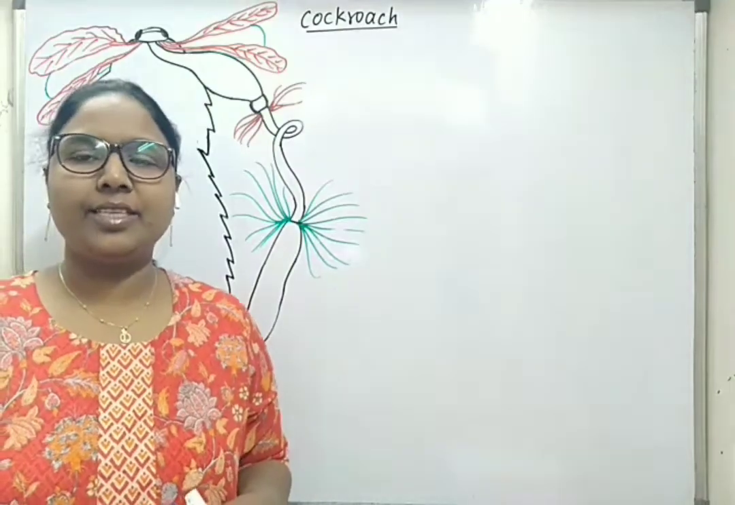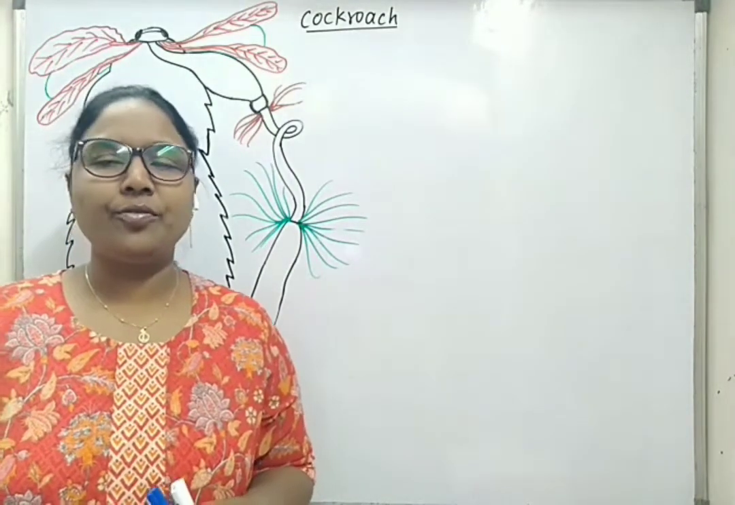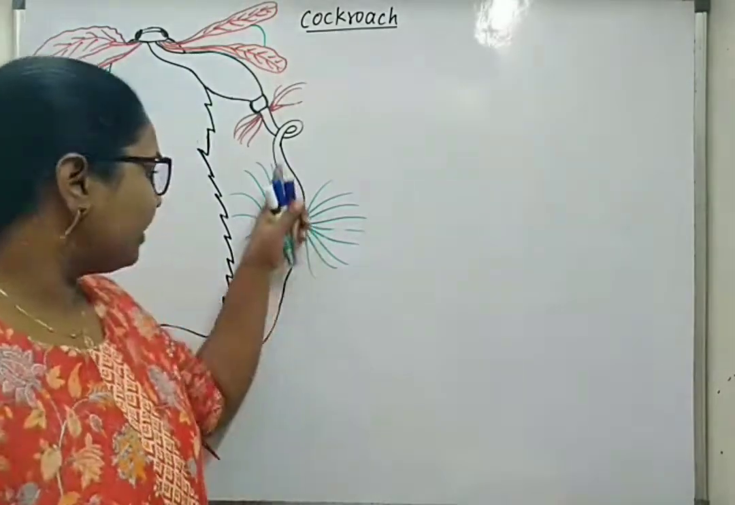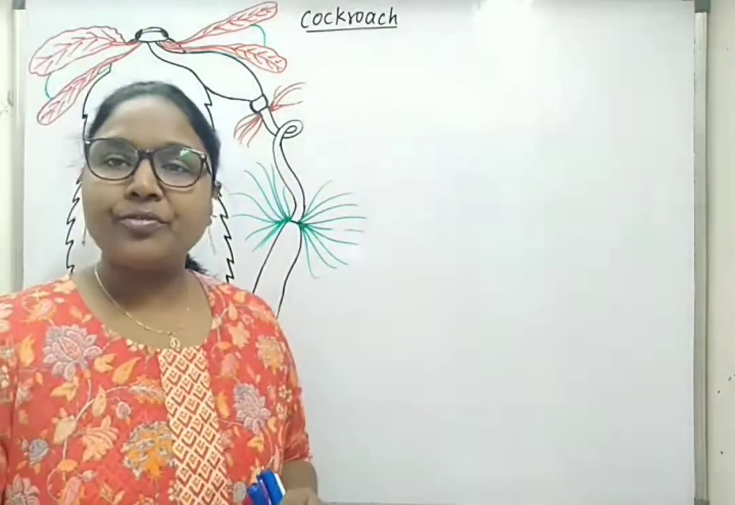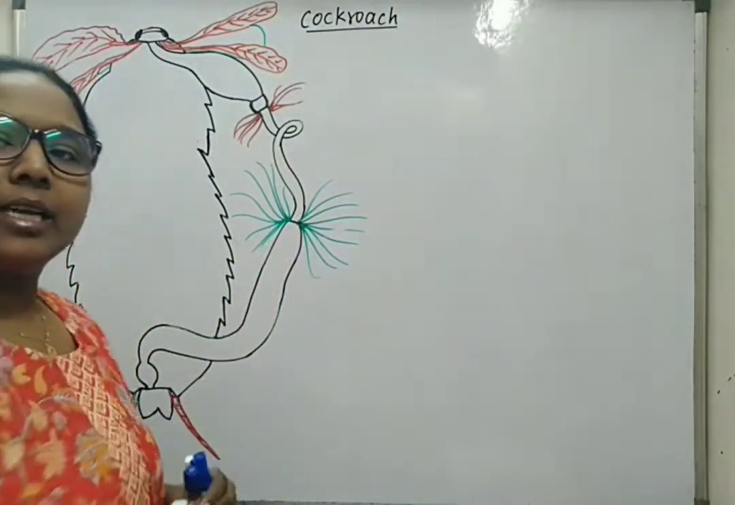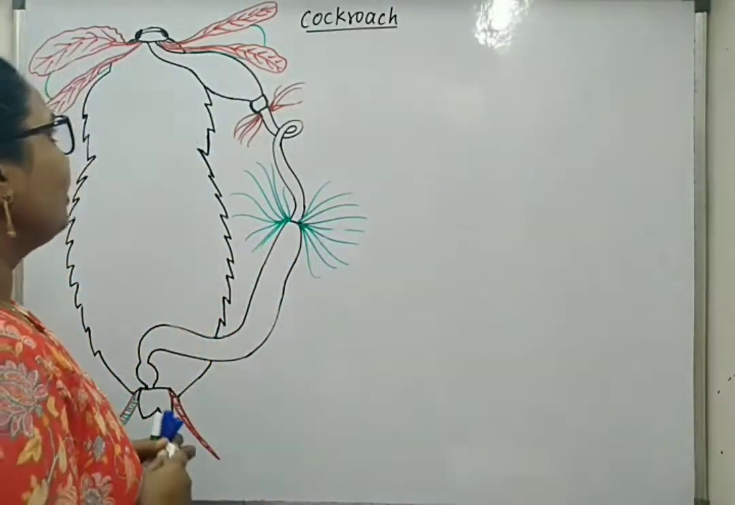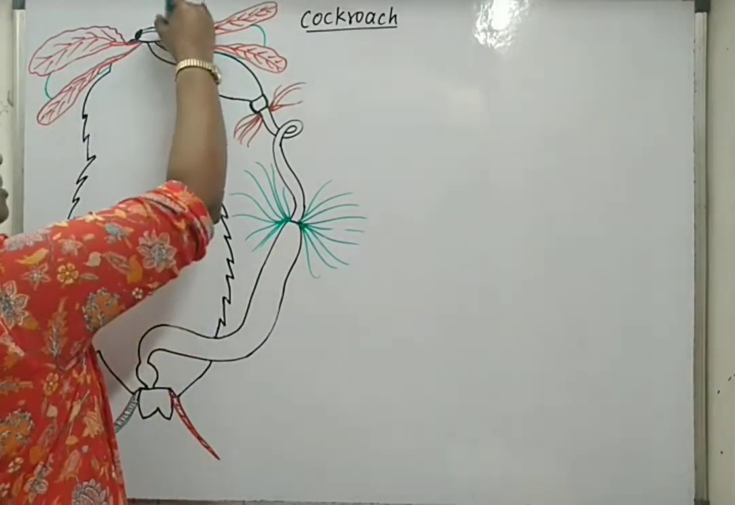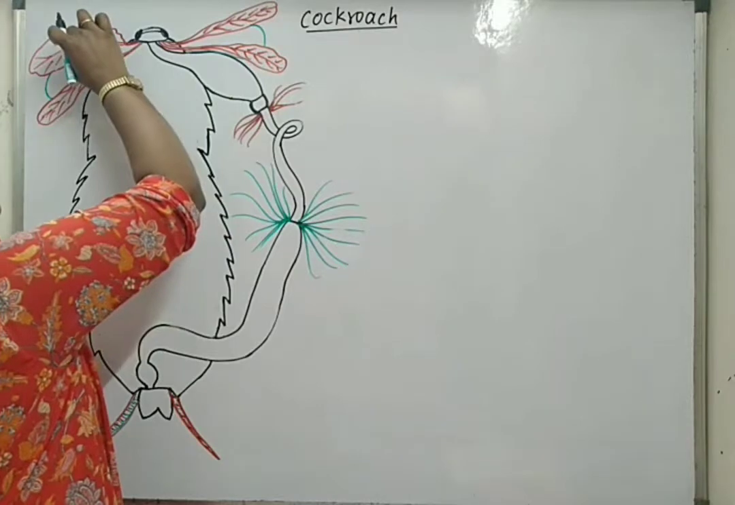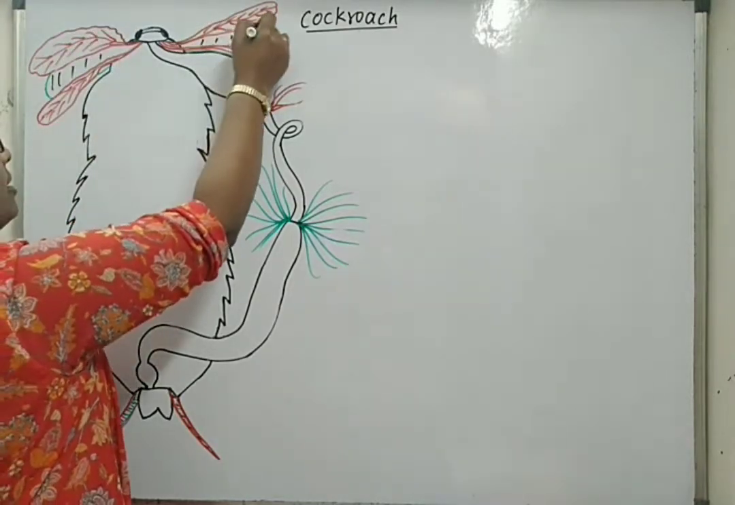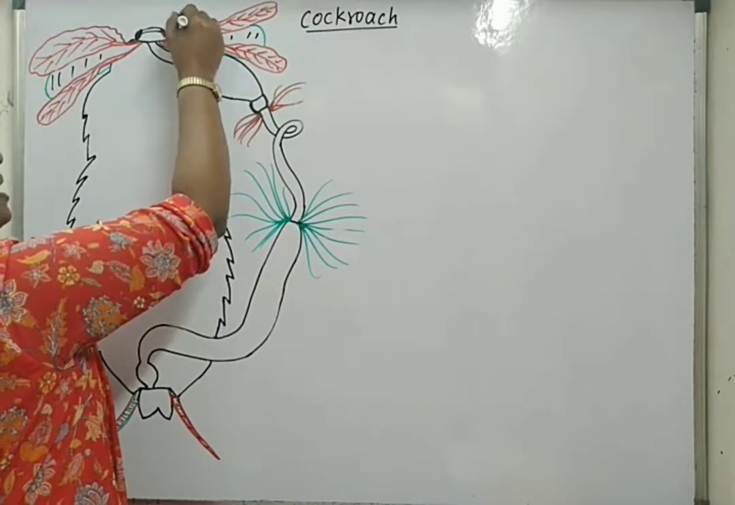Hello students, now we will discuss the digestive system of cockroach. The digestive system of cockroach has a complete alimentary canal and some secretory glands inside the layers of the alimentary canal. Now we will give some of the labelings for the diagram. So this complete red and green colored structure is the salivary glands.